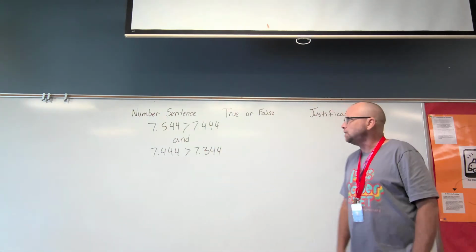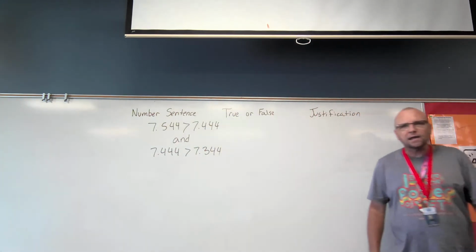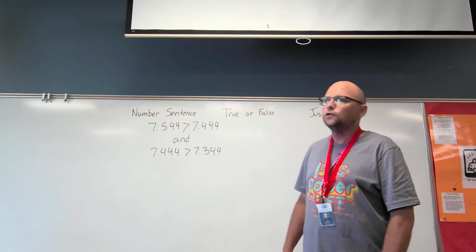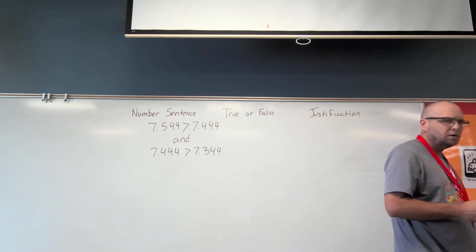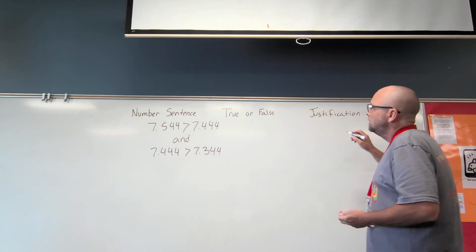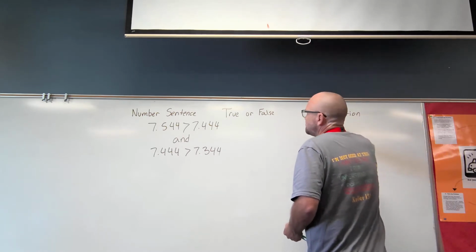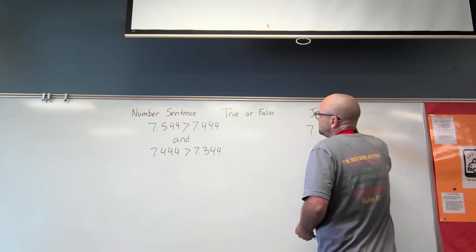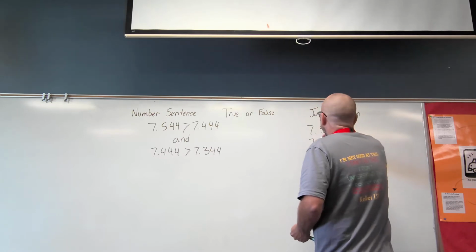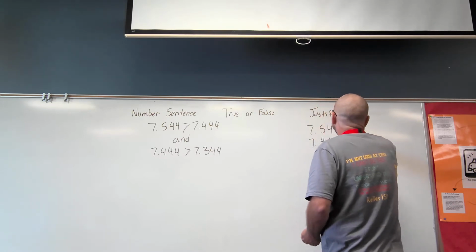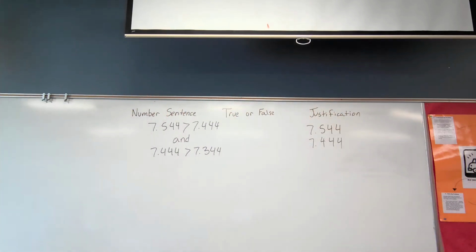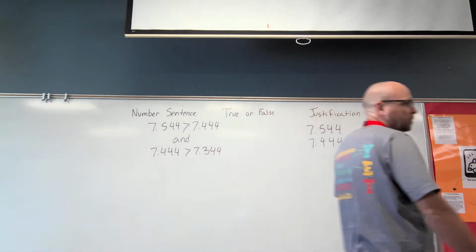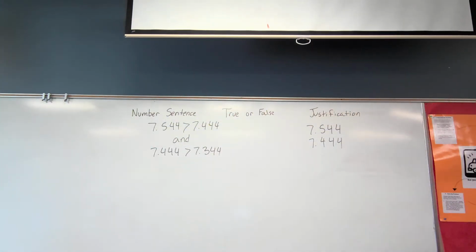They both have to be true. So let's check to see if they're both true. Now, to compare numbers, we write them down, lining up the decimal points. So we line up the ones place above the ones place, the tenths place above the tenths place, the hundredths place above the hundredths place, the thousandths place above the thousandths place.